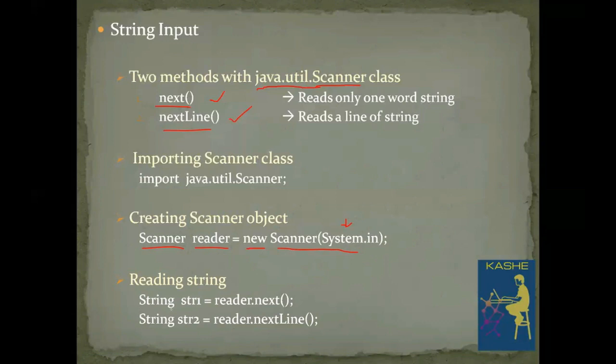Now my first string variable is str1 of String type, and I am loading a string into that string variable by using the radar.next method, where radar is nothing but the object created for the Scanner class. And then the next example I have with the str2 variable, which is again of String type, and a Scanner object I am using to read the entire line from the keyboard.